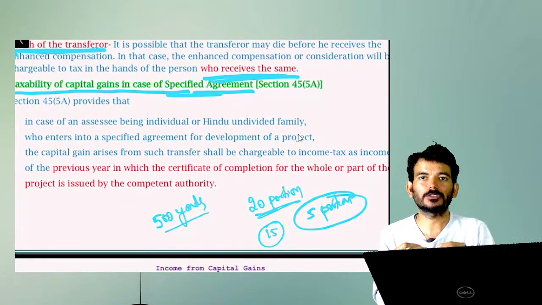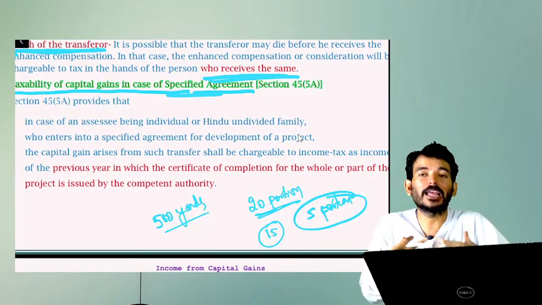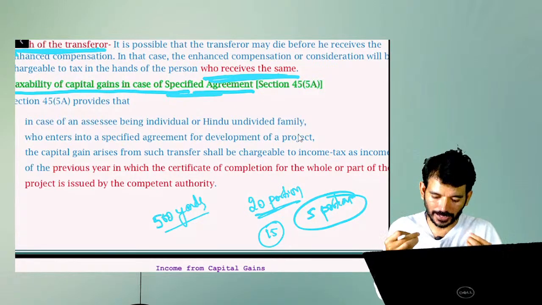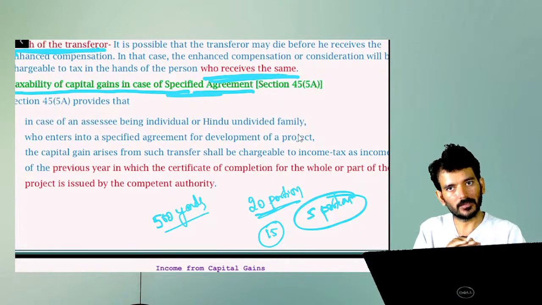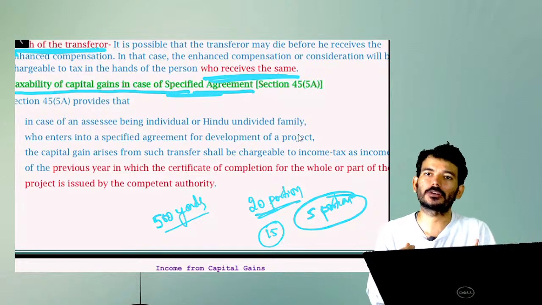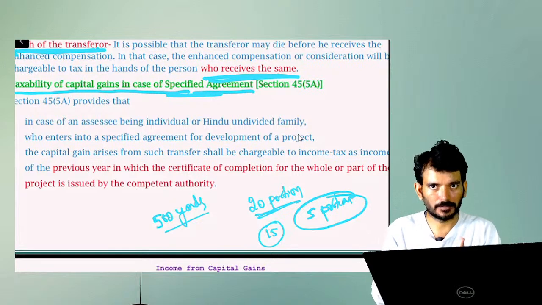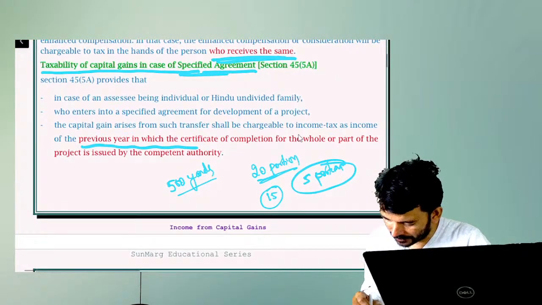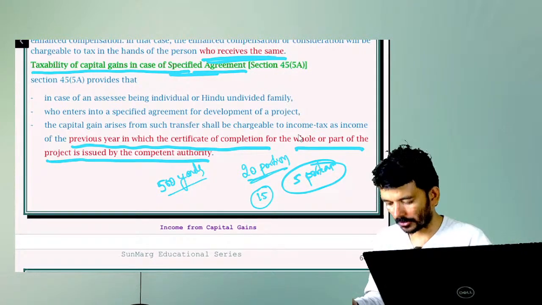For specified agreements also there is a deferment of payment of capital gains tax to the government, because the one who is relinquishing his title in the land is not getting anything at that point of time. He is waiting for some time, right? So that is the reason why they are not saying you need to pay the moment you are transferring, or in the year in which you are transferring the right in that building. It should be taxable in the previous year in which the certificate of completion for the whole or part of the project is issued by the competent authority.